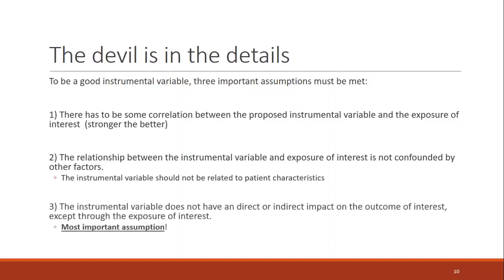And the last one, and the most important one, is that the instrumental variable cannot be directly or indirectly related to the outcome of interest except through the effects of treatment, whatever the exposure is. The only way the instrumental variable can impact our outcome is through our exposure of interest. It can't have other mechanisms or other ways that it might impact our outcome. This is the most important assumption and also the trickiest to figure out.